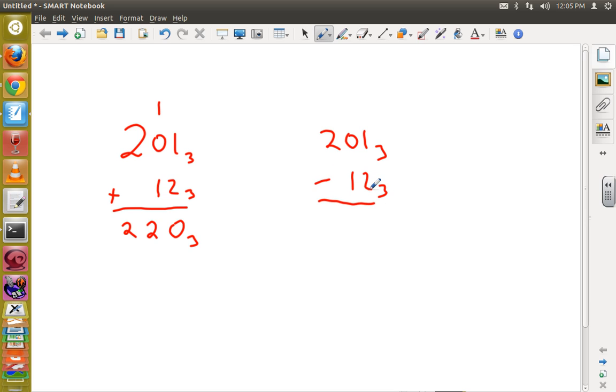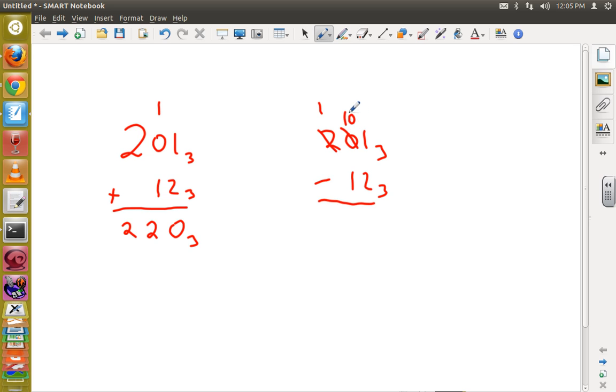Okay, here we go. 2 from 1 you can't do until it's bigger than 2, so you look at the 0 in the 3's place. There's nothing there, so look at the 2 in the 9's place. Leave 1 9, borrow 10 3's. Because when you carry or borrow, you always carry or borrow 10, no matter what base you're in, because 10 in base 3 means 3. Okay.